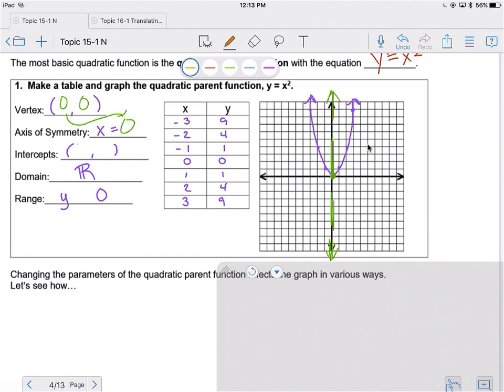My intercepts cross at 0, 0, and for the quadratic parent function only, your x-intercepts and your y-intercepts are in the same place. Your domain for all quadratics is all reals, and then your range, we start at 0, we know it's 0 because that comes from the vertex, and then we go up, so my range is getting greater than.